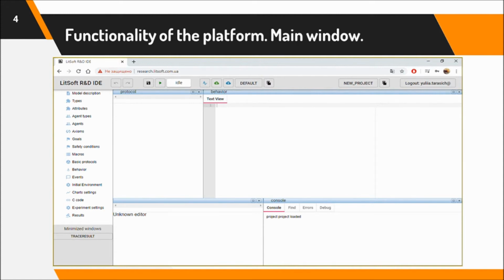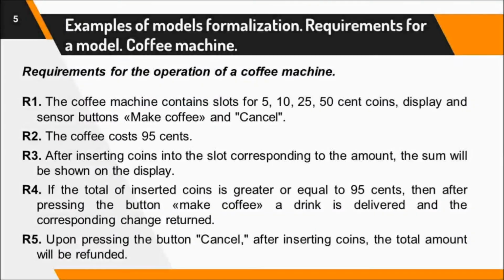Let's consider the main functionality of the platform with concrete examples. For this, we describe the model of how a coffee machine works. We have an automated machine which interacts with the external environment by means of coins of certain denominations, as input data, and two buttons, make coffee and cancel. Requirements for the operation of a coffee machine are given below.